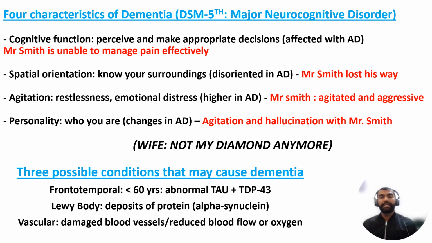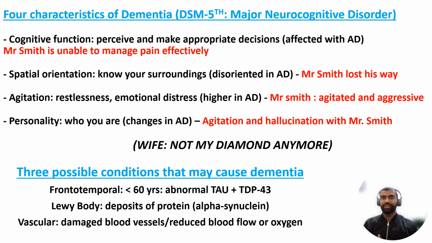The Diagnostic and Statistical Manual 5th edition has updated the term as major neurocognitive disorder, but the term dementia is still in use. The four characteristics include cognitive function, where one loses the ability to perceive and make appropriate decisions. And you can also have spatial disorientation, where you don't know where you're going, or if you know, you forget. Sometimes an individual can get agitated or really become emotionally distressed with the fact that you know something's wrong with you, but you can't do anything about it.